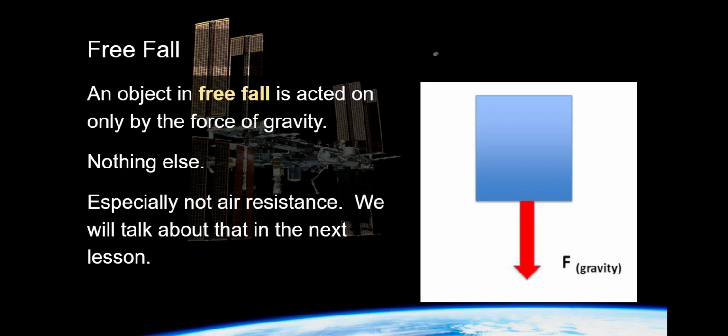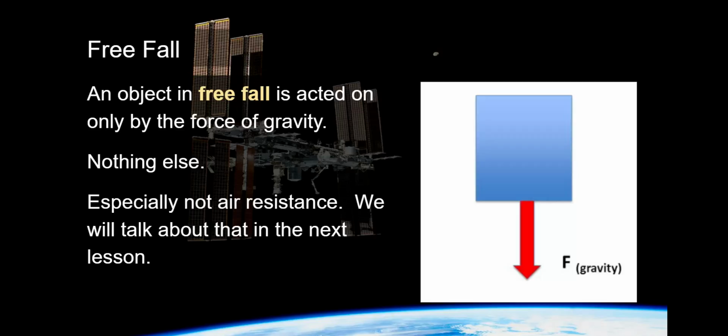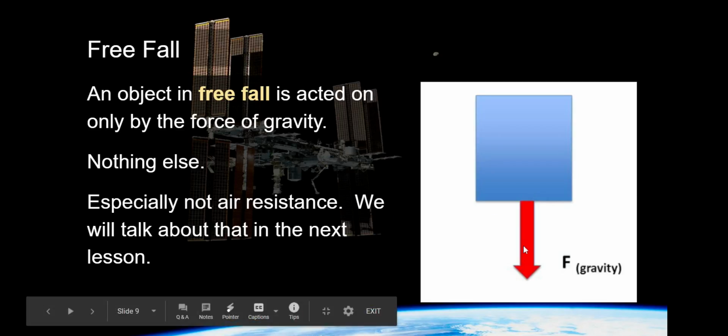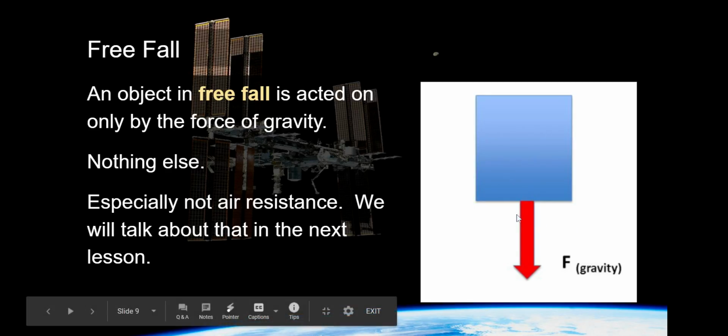Now we have to define something called free fall. We say an object in free fall is acted on only by the force of gravity. And over here on the right, we have what's called a force diagram. The object is depicted as a box, a blue rectangle, and the arrow is the vector of the force of gravity, because forces are always in a particular direction. They're vectors. So this box has only one arrow coming out of it. It has only one force acting on it, nothing else. That's the definition of free fall.